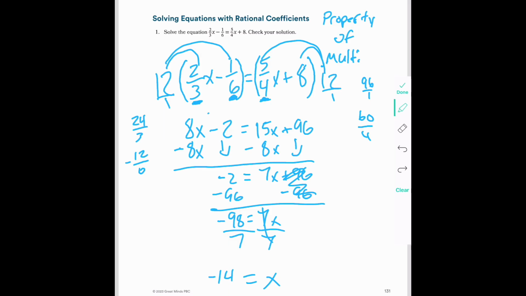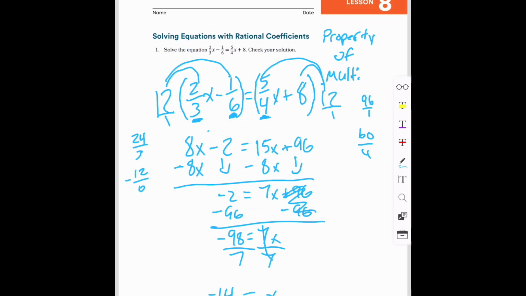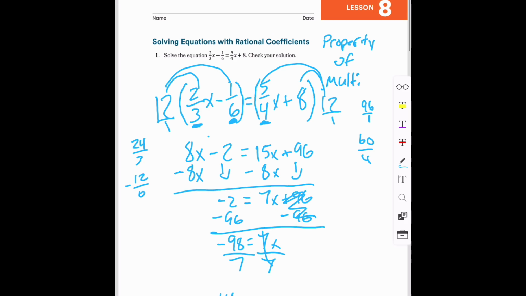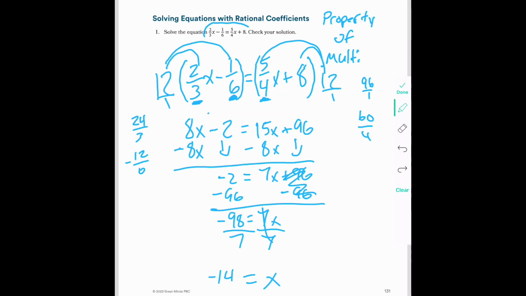So when you have fractions, you should try to see if you can find a common product between them to multiply that number or those numbers by. And of course, don't forget to check our work to make sure negative 14 is correct. You would plug in negative 14 for x in the original equation that we solved up here.